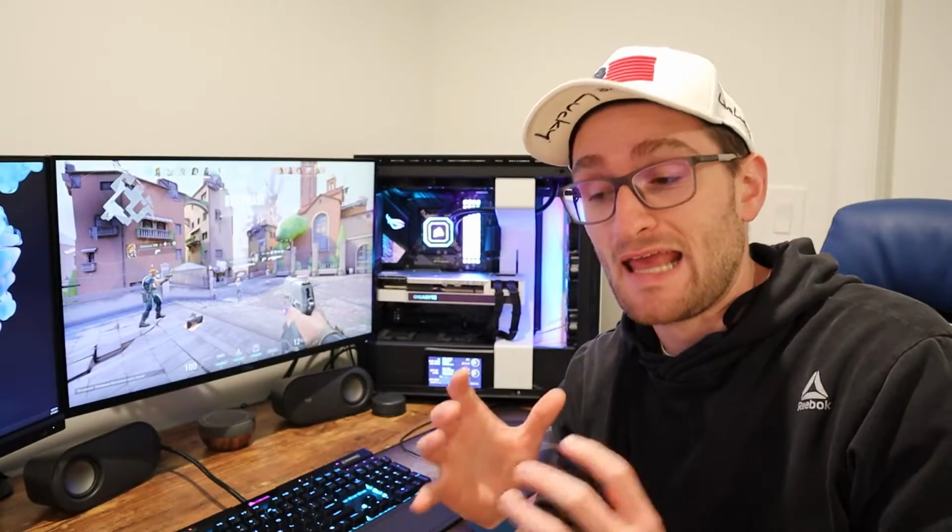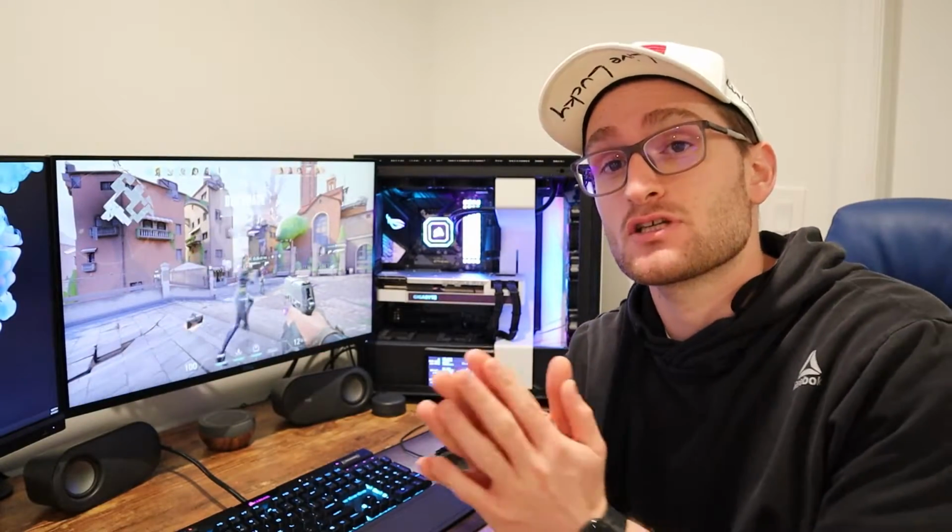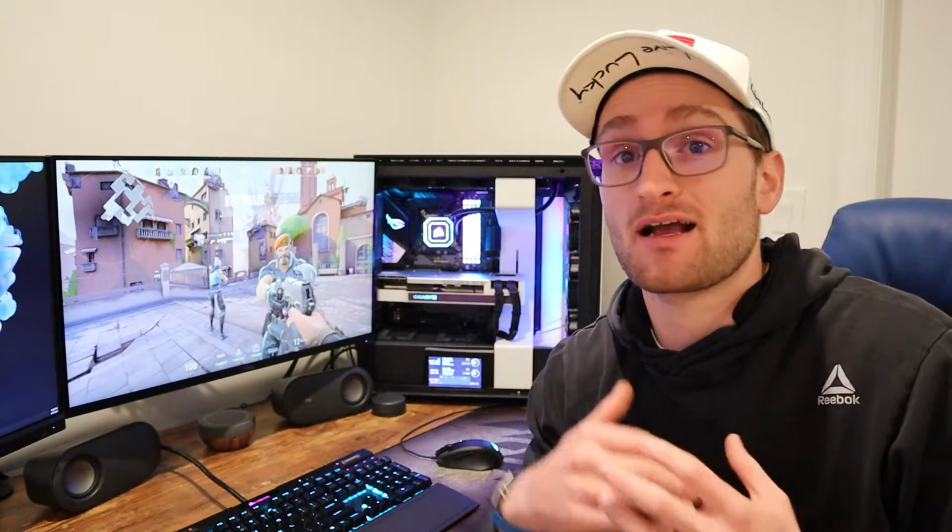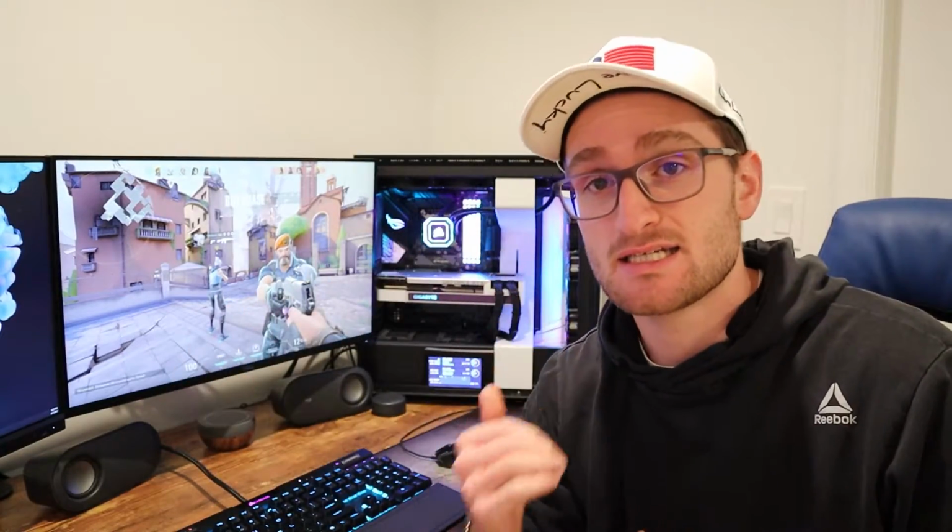So hopefully after seeing the gameplay at 60 FPS versus 38 FPS, it's a little bit easier to tell the actual frame rate and frame time difference that you'd see from a high refresh rate panel versus a 60 hertz panel.